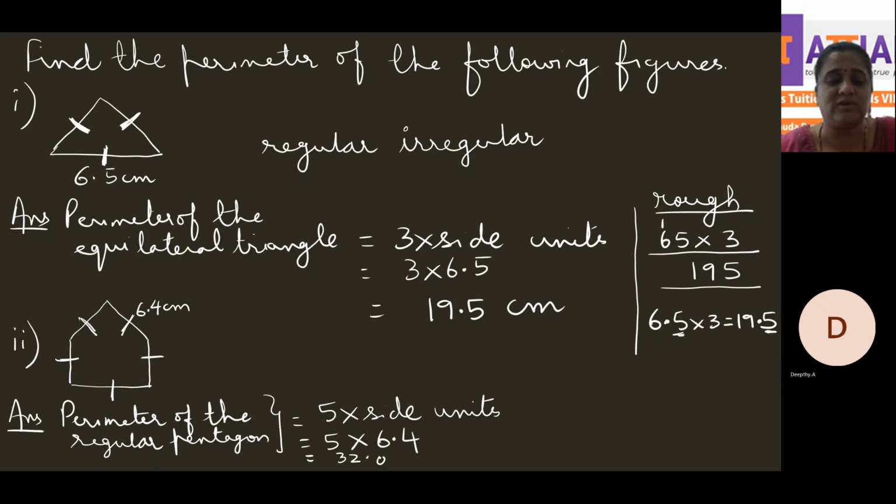You should write 32.0, and in the next step, write 32 units. All of you, next step. I don't have place, so I'm writing here. Write 32.0, and in the next line, that is equal to 32 units. All right.